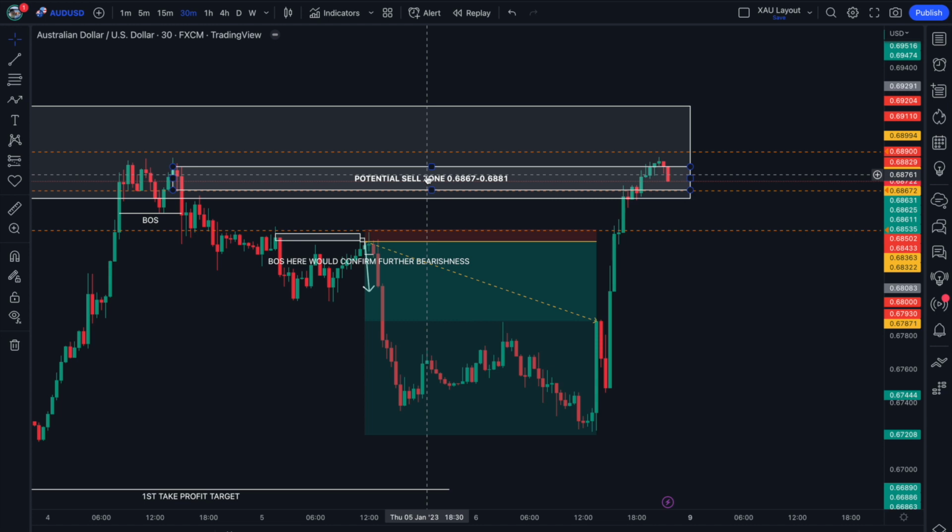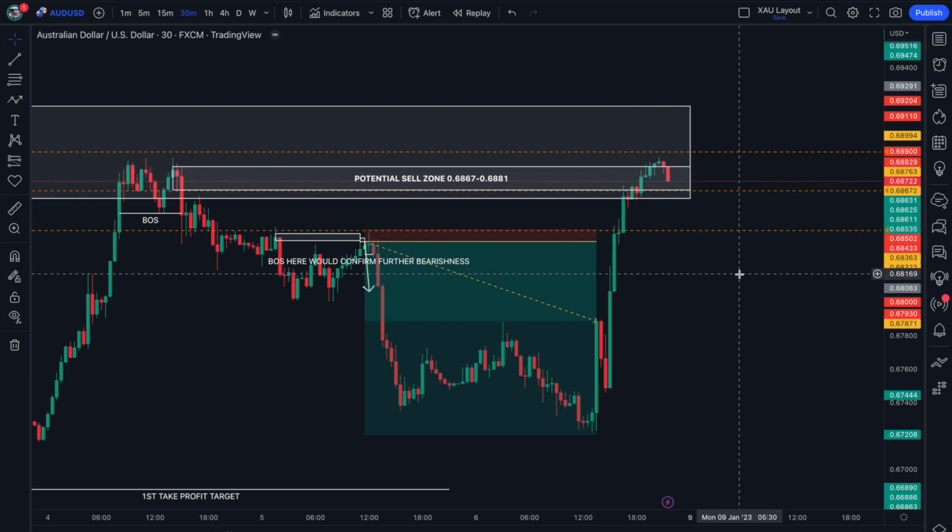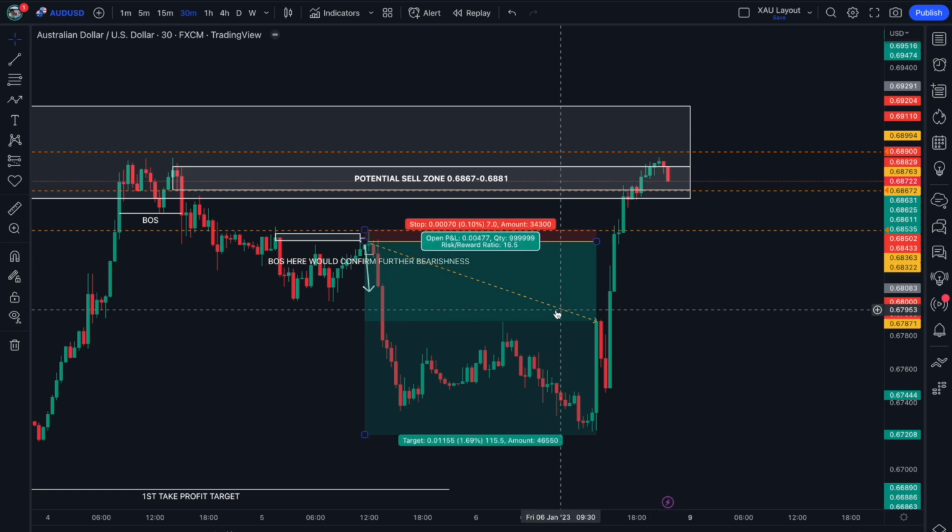I did have a more refined zone, but we've seen that price has actually started to trade above that. So if we see that price starts to trade lower, breaking that structure, we can look to get involved in those sell positions once again.